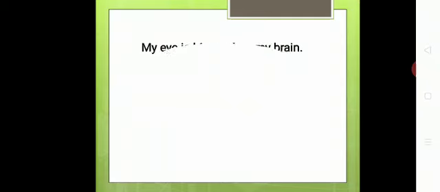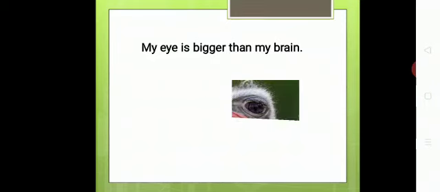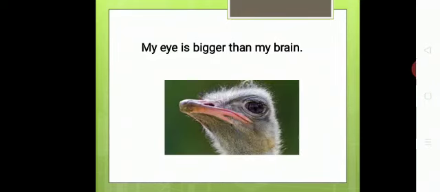Next one, my eye is bigger than my brain. Who is it? I think you can guess by seeing the picture. What bird is this? Ostrich. And this is also one of the largest birds in the animal kingdom. So this ostrich has its eye which is bigger than its brain.